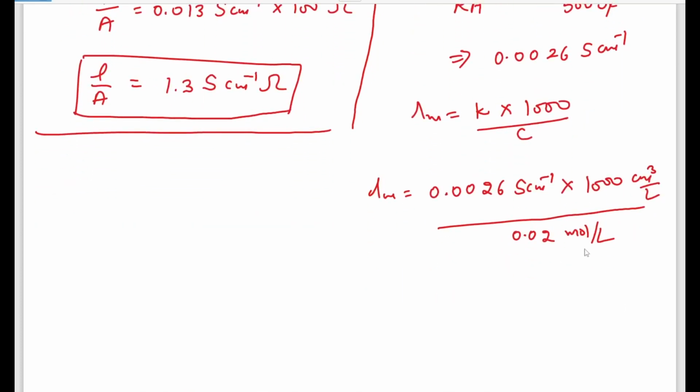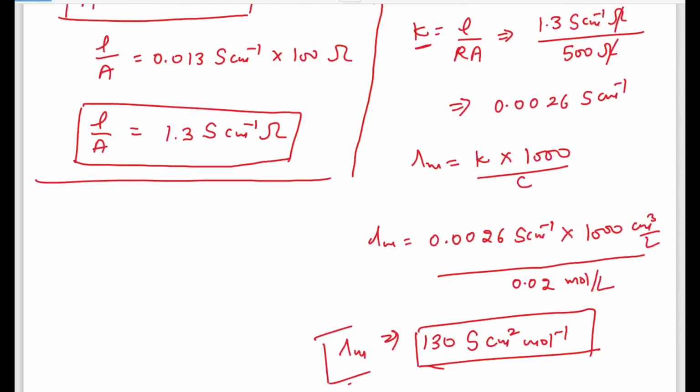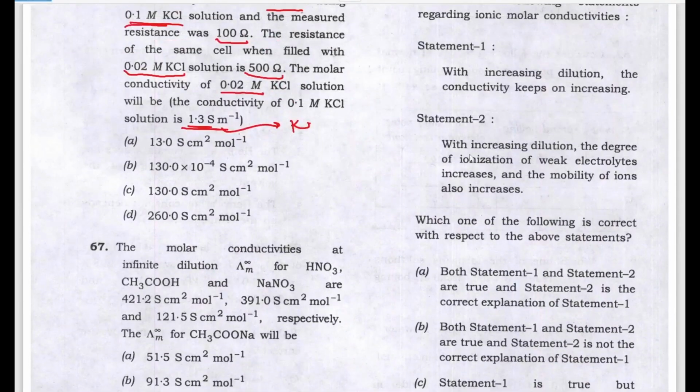Now we will solve it and we will be left with 130 Siemens centimeter square mole inverse as our final answer, that is the value of molar conductance. Okay, 130 Siemens centimeter square per mole. So this will be your final answer of this question.